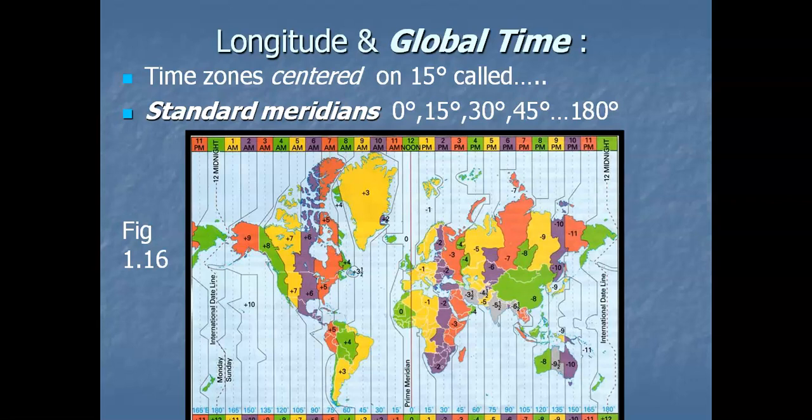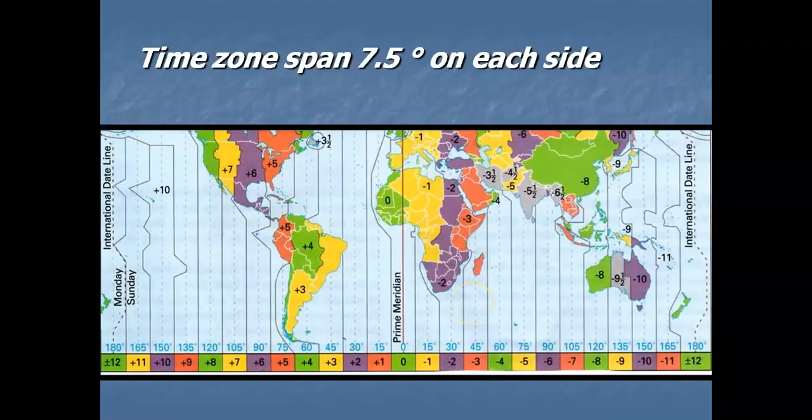Now, the point that I'm making here is that the standard meridians represent the center of the world time zone. So in reality, from our standard meridian, at increments of 15 degrees, theoretically we would extend 7.5 degrees to the east of it and 7.5 degrees to the west of it, and 7.5 plus 7.5 makes 15 degrees. That's theoretically.